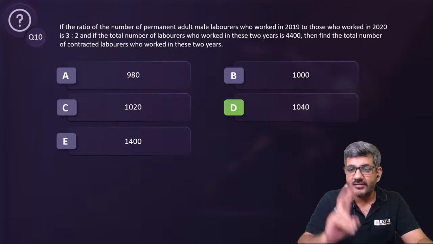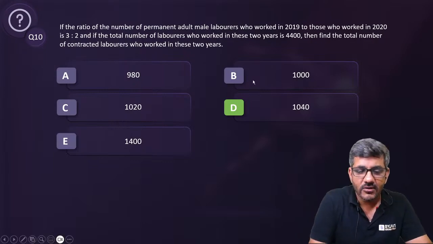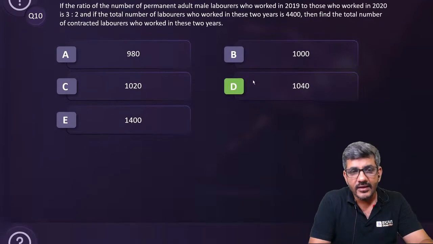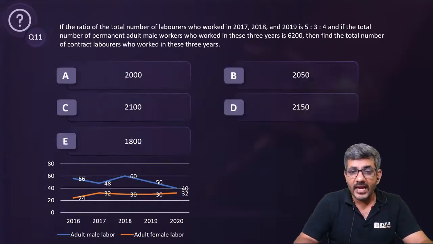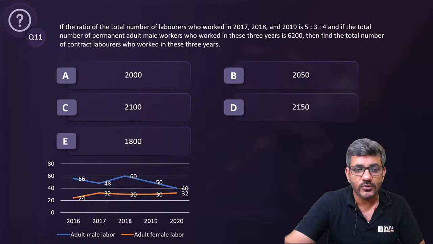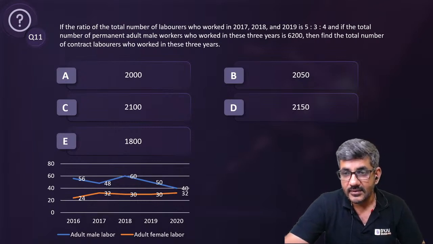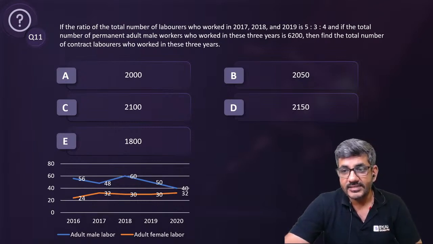Now, please do answer. We are on the last two questions of the day now. Question number 11 on your screen is here. Please answer this question now. And I need at least 10 answers for this question so that then we start discussing it.